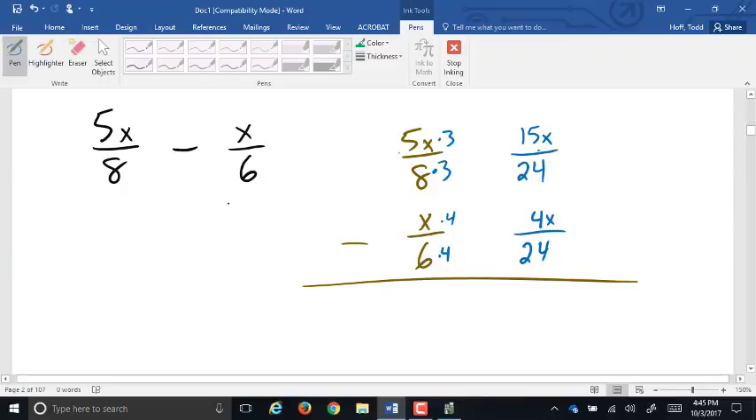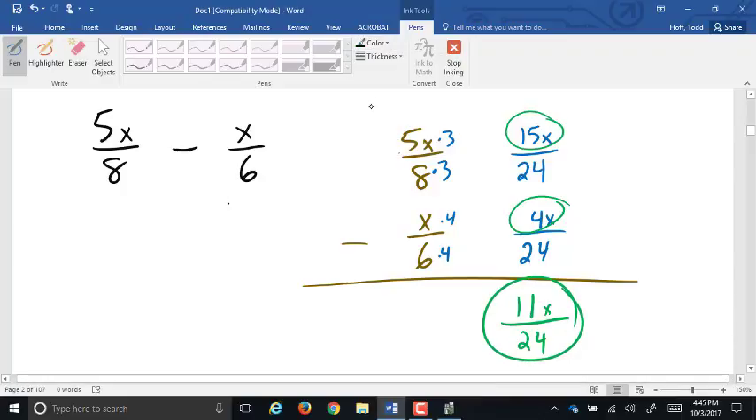Now we subtract 15x over 24 minus 4x over 24 gives us 15x minus 4x is, sorry, 11x over 24. Any questions there?